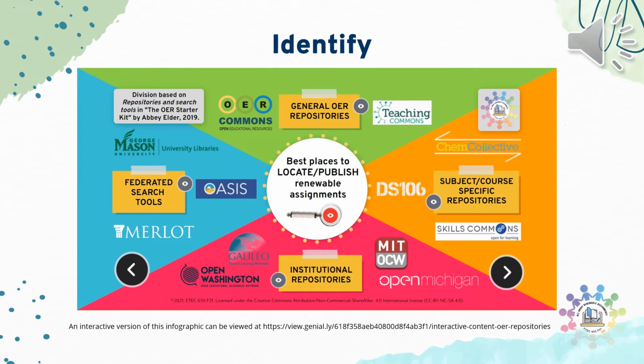The third is Subject and Course-Specific Repositories, and this includes Chem Collective, DS106, and Skills Commons. The fourth and final section is institutional repositories. This includes Galileo, Open Washington, MIT OpenCourseWare, and Open Michigan.